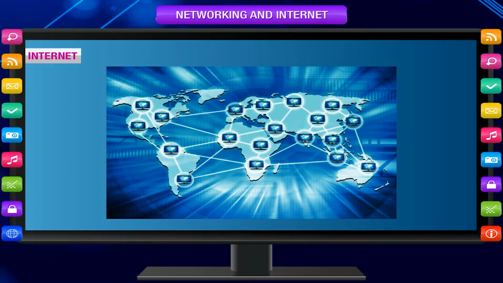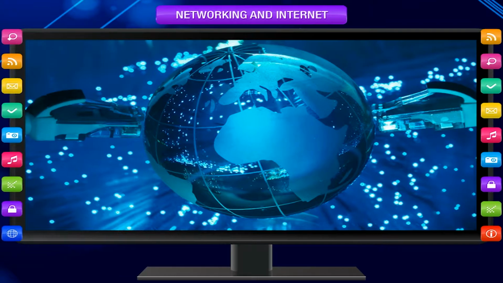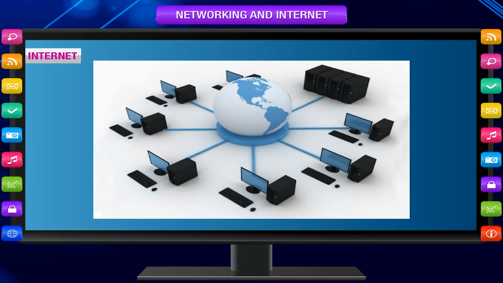Internet. Internet is a big network of computers. It can be considered an international network. The computers of different countries on the earth are connected to a single network, which is known as the internet. Any individual or group or company can add his computer or computers to the internet.